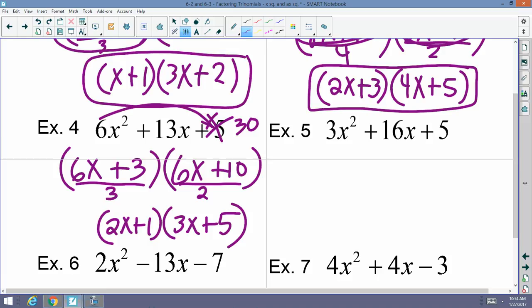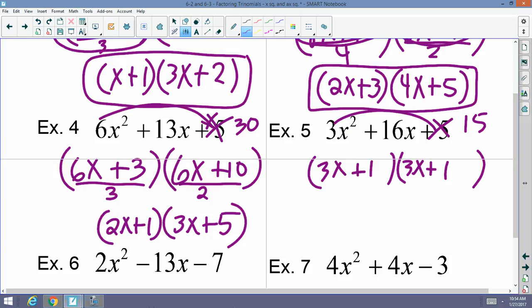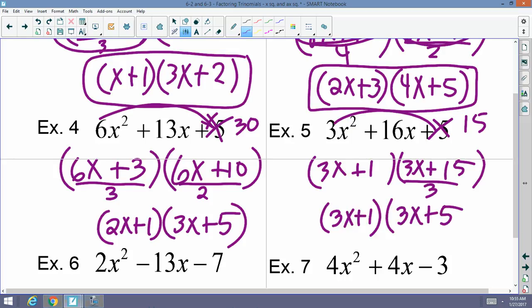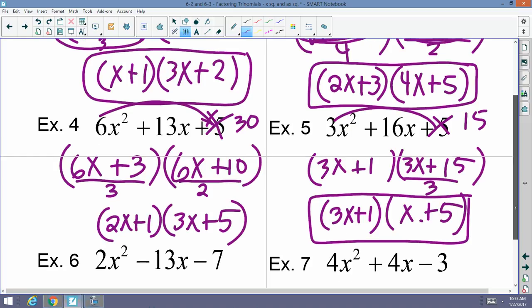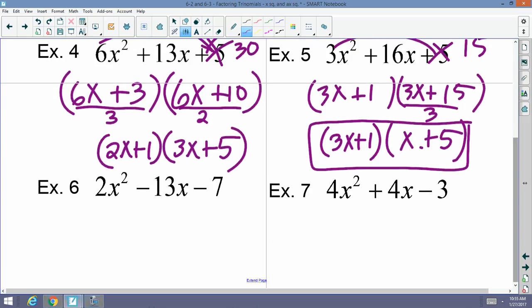3x squared plus 16x plus 5. Okay, I got 3x, 3x. New c is 15. What times what is 15, but when added together is 16? 1 and 15. I can imaginary factor a 3. So I got 3x plus 1 times x plus 5. Does it make sense, guys? Okay. Now, yes, sir.